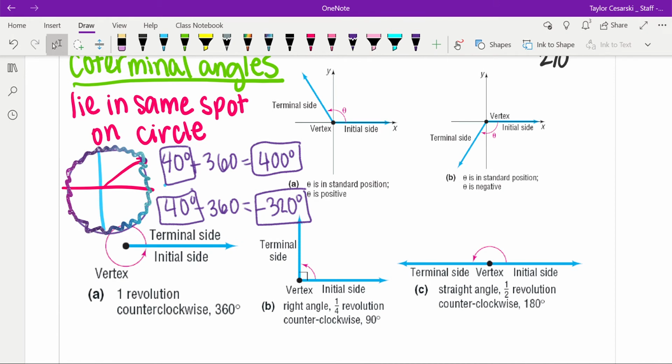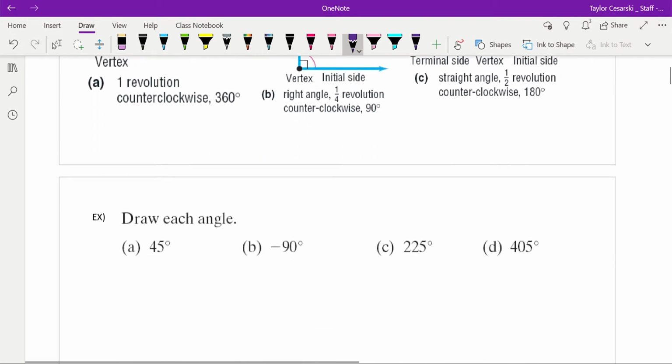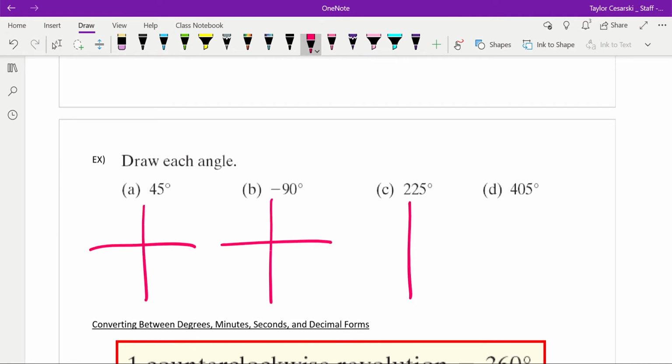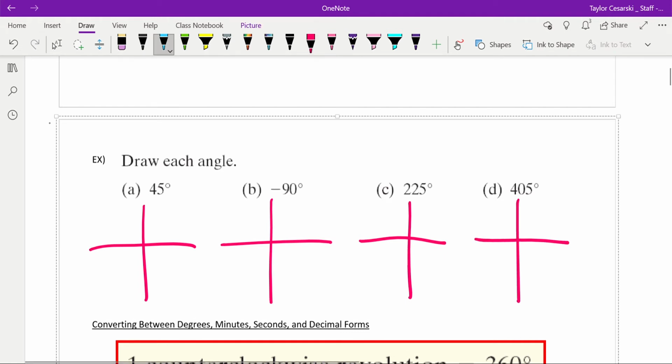Now, these pictures that you see down here are just examples of what I talked about above. So if I go halfway, that's 180. If I go a quarter of the way, that's 90. If I go a full revolution, that's 360. We'll talk about coterminal angles with radians in a few minutes. So what I recommend you doing is pausing the video for a second and try to draw each of these angles yourself. So I would draw each of your 4 quadrants and see if you can just sketch where the angle would be.